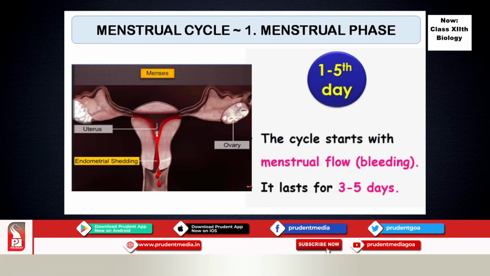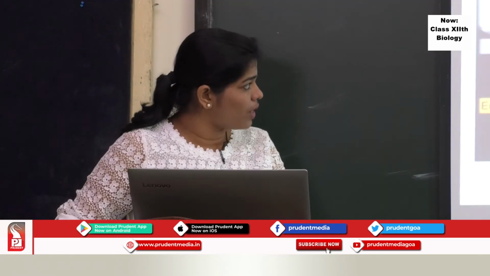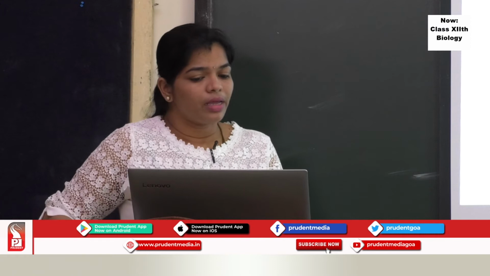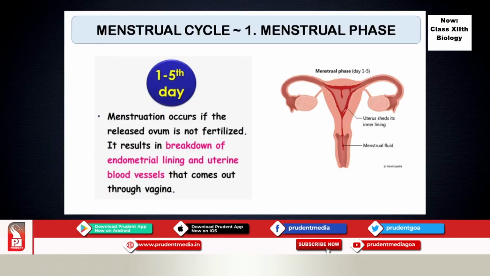The first to fifth day is the menstrual phase, where bleeding takes place. It's called menstrual flow, and it will last for about 3 to 5 days, sometimes even 7 days. So if you can see, the endometrial shedding takes place, which is called menstrual flow. Menstruation can occur only if fertilization does not take place. If the ovum which is released by the ovary is not fertilized, then the menstruation will start. That's the breakdown of the endometrial lining and the uterine blood vessels, which will come out through the vagina as a menstrual flow.